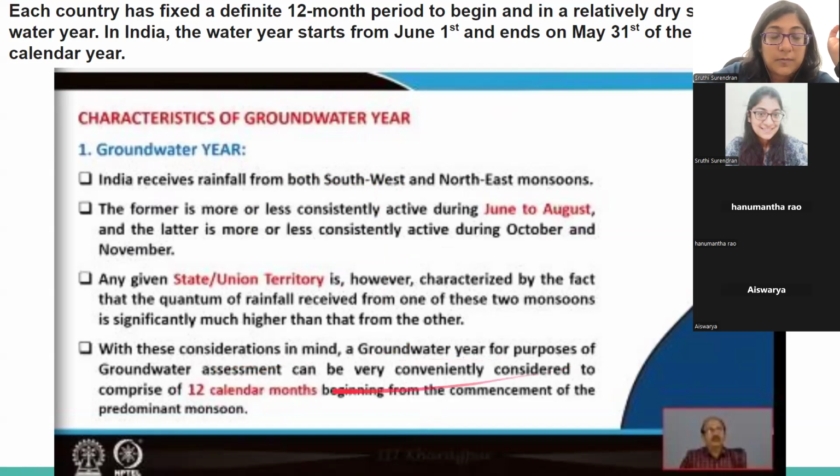So the groundwater year for purposes of groundwater assessment consists of 12 calendar months beginning from the commencement of the predominant monsoon, which is the most important term here. It is not fixed. For some regions it is a particular period, and for other regions the months differ. 12 months will be there, but the months will differ. So this is one important concept that is being discussed in this lecture series, the groundwater year.